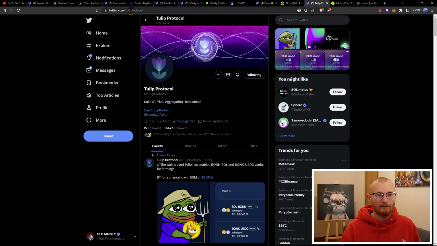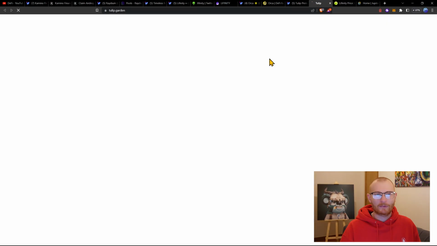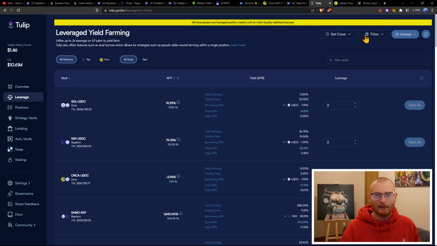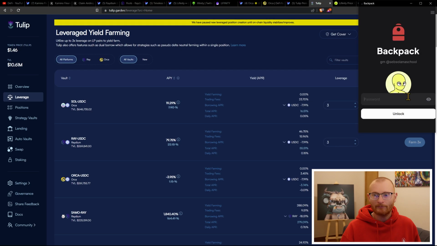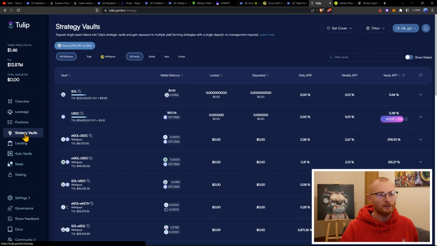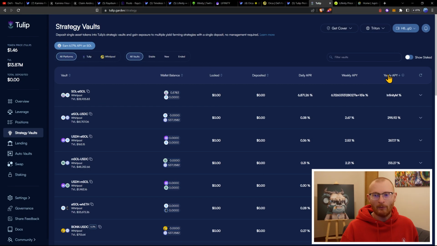So this is Tulip Protocol, and the website's tulip.garden. Let's launch the app here. It says we have paused new leverage position creation until on-chain liquidity stabilizes. Should be fine. We should be okay. Go with Backpack in, and we'll connect. We're going to go with a strategy vault. And we're going to have a look at the yearly APY.